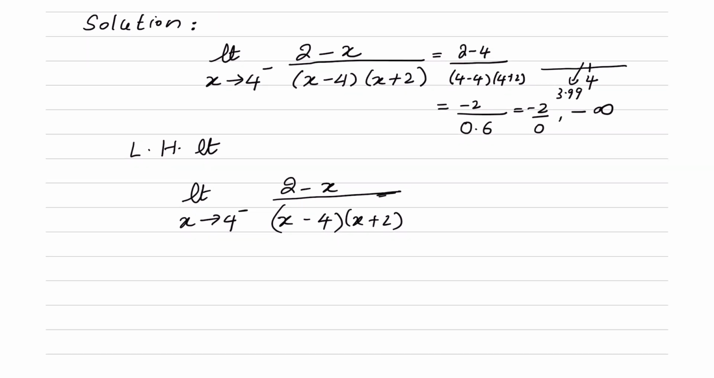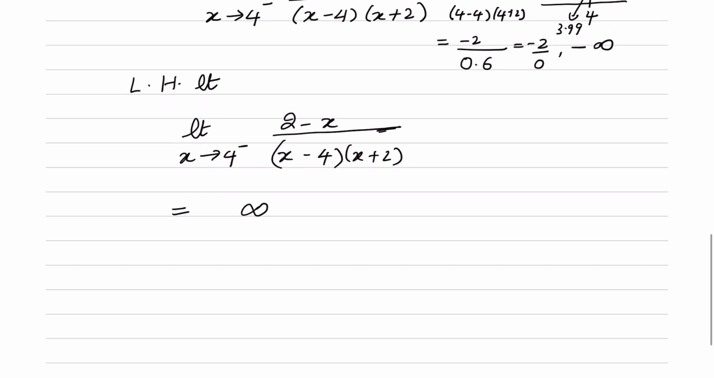Since our answer by plugging directly 4 in the function was minus infinity, we will not put minus infinity, we'll just put infinity. Either you get infinity or minus infinity, you are always going to put infinity here and then choose the right sign of infinity. And how do you choose the right sign of infinity?